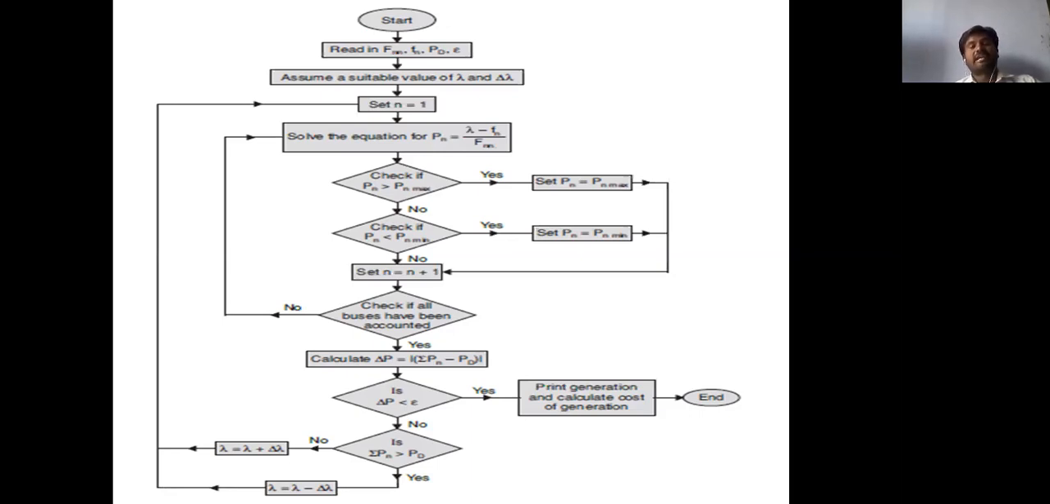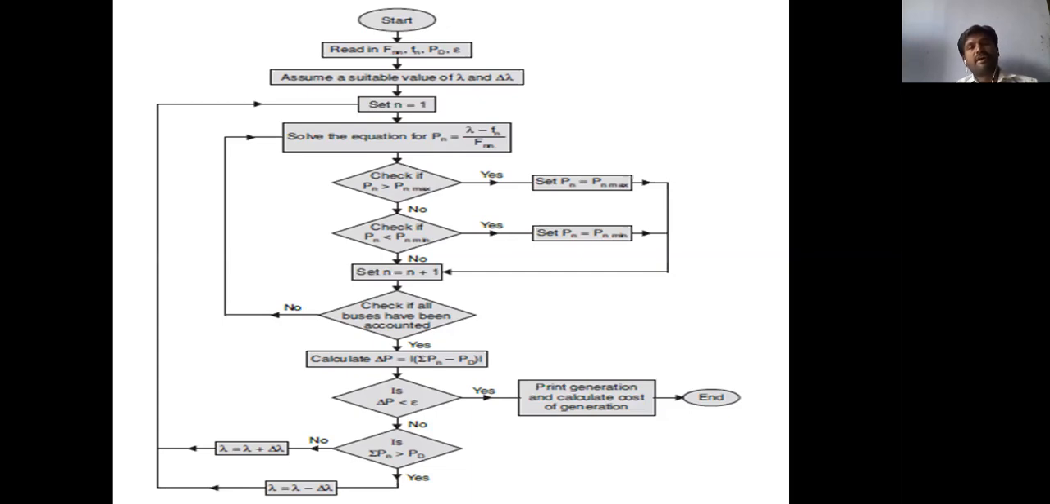Then go back to the set value, which will change. If the condition is satisfied, lambda equal to lambda minus delta lambda. Once again you go to n equal to n plus 1 and the procedure is repeated until delta P is less than the epsilon value. If the condition is satisfied, print the generation, calculate the cost of generation, and the program ends. So once again, this is the flowchart for economic load dispatch.